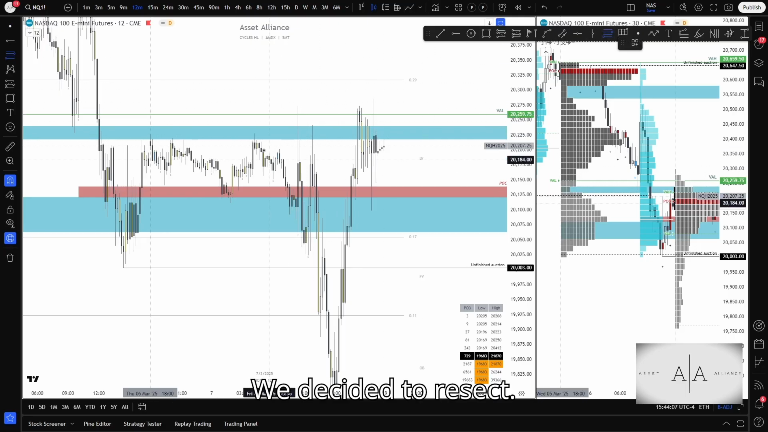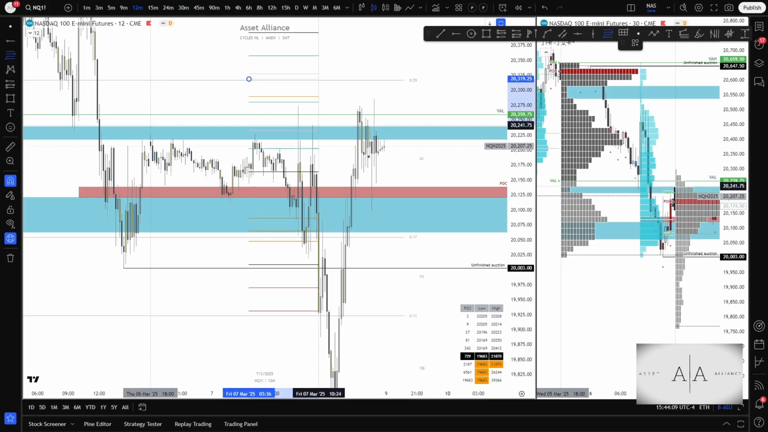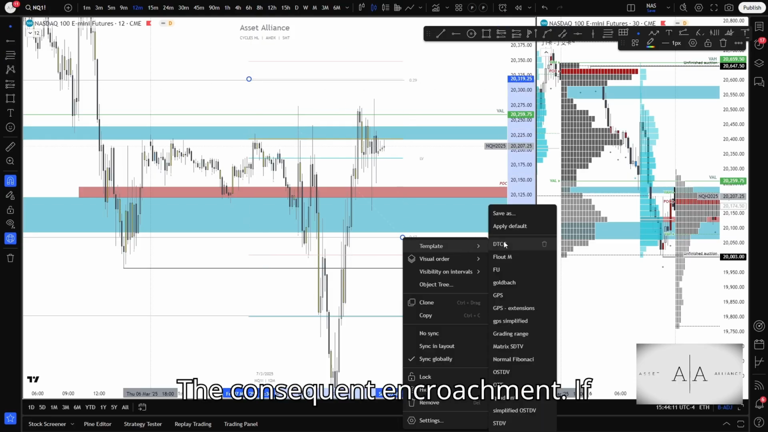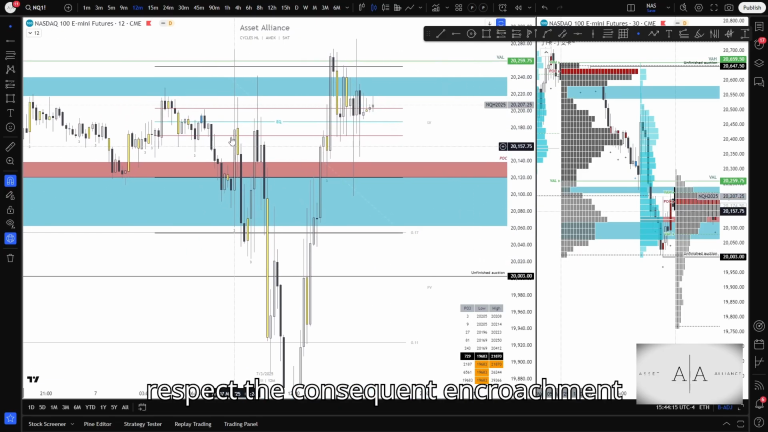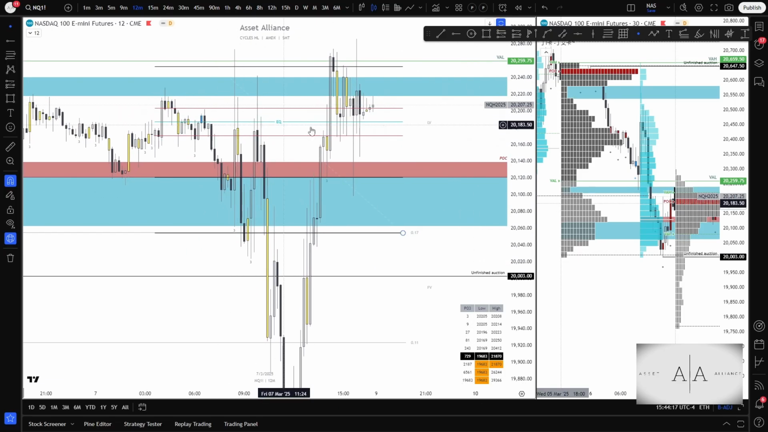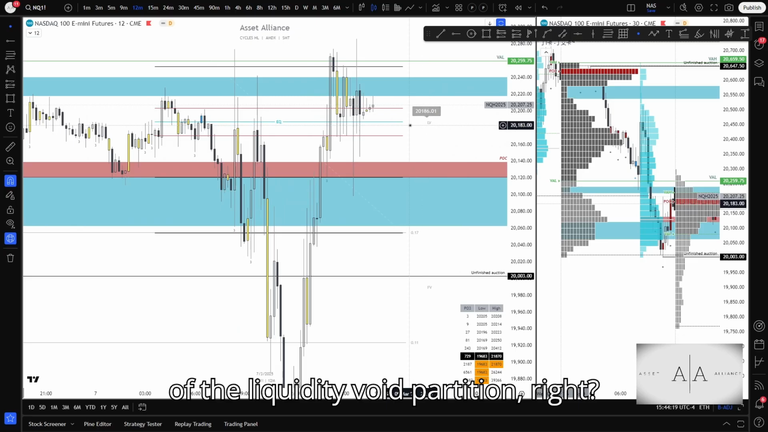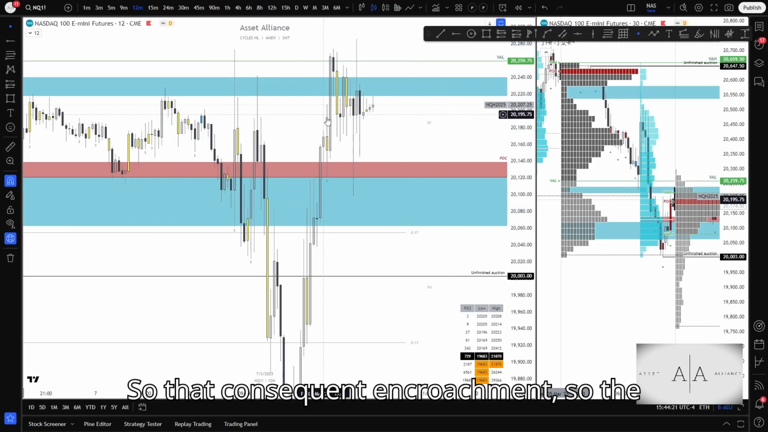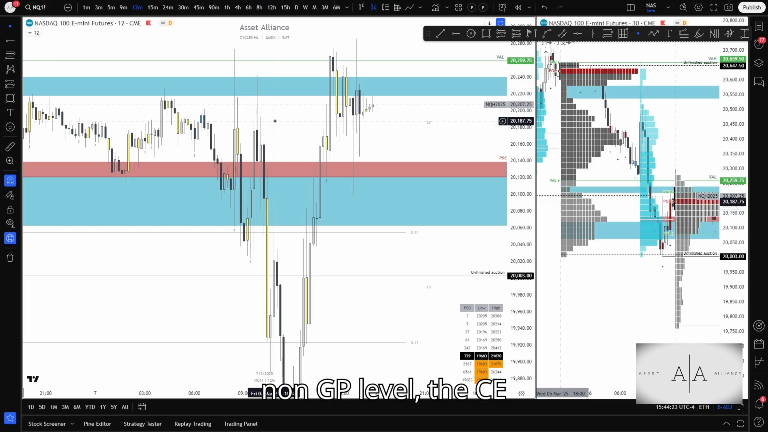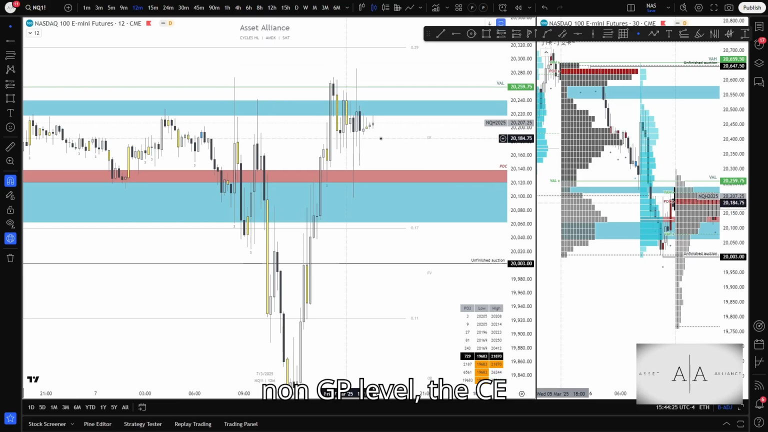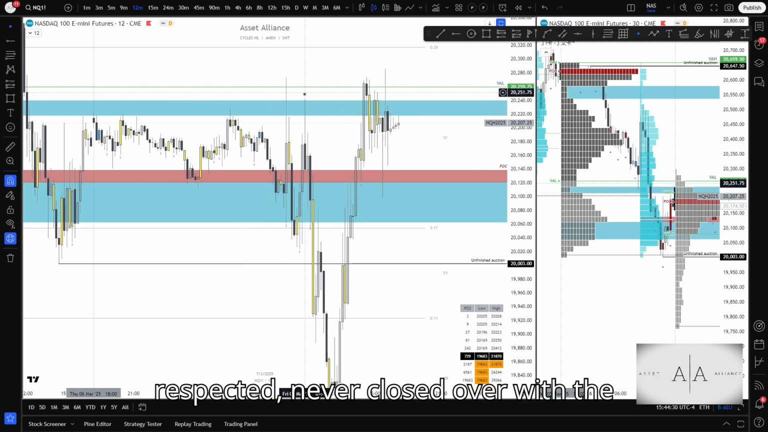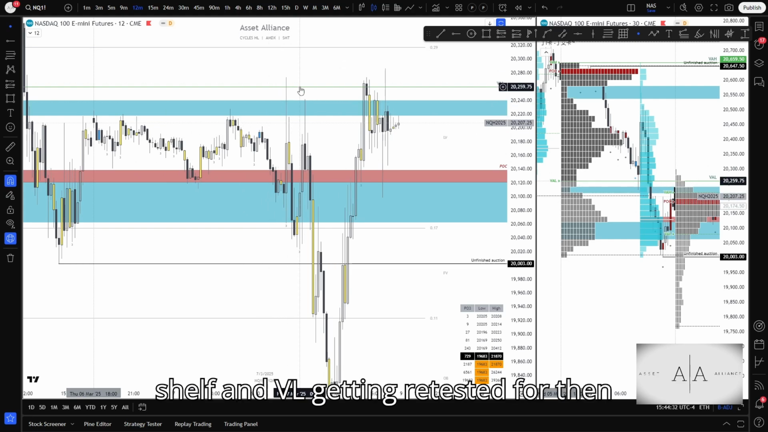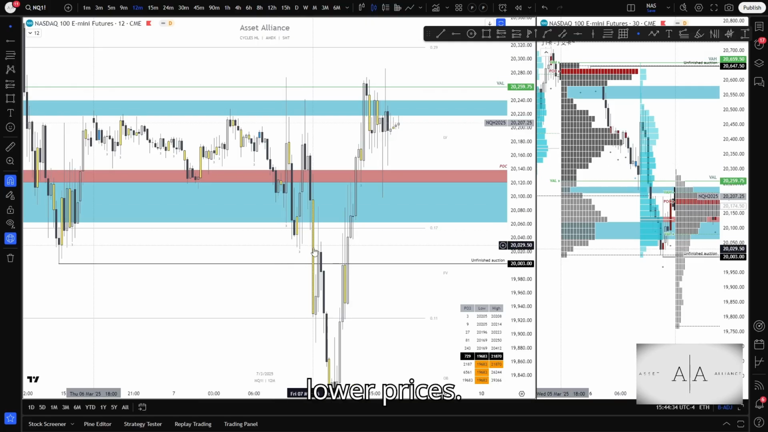We decided to respect the consequent encroachment. If we do our quadrants, we decided to respect the consequent encroachment of the liquidity void partition, right? So that consequent encroachment, the CE level of the GB level, got respected, never closed over, with the shelf and VAL getting retested for then lower prices.